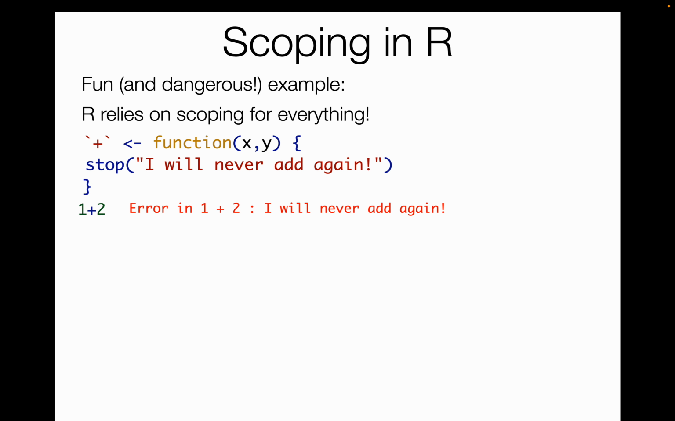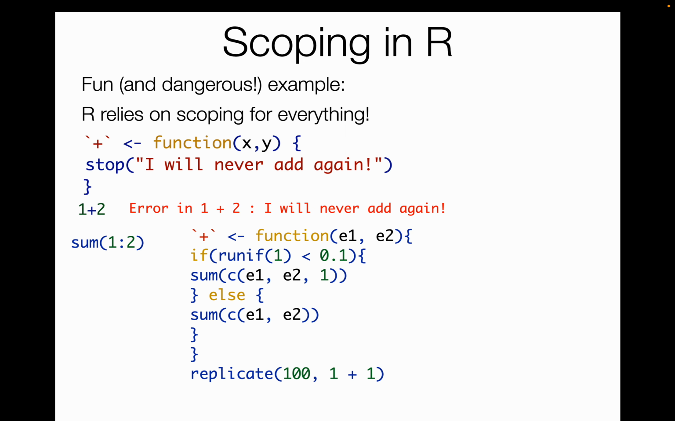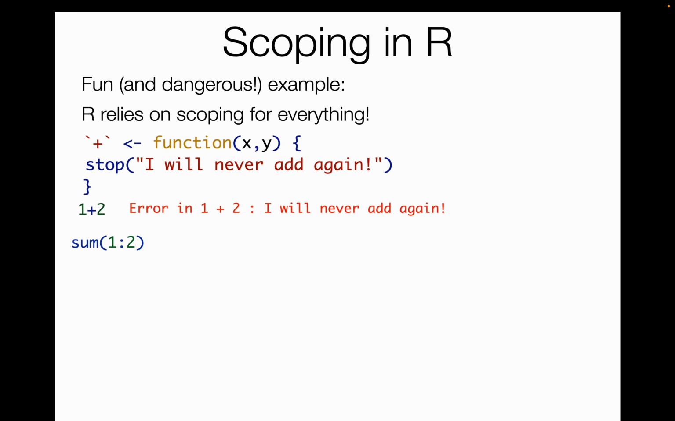Okay, you try 1 plus 2, you get that. Now, if you run the sum function of 1 and 2, that will actually work. Why? Well, sum doesn't use the plus argument inside, so it's not going to just use plus again and again and again. It's special, and so it's not affected by that plus.